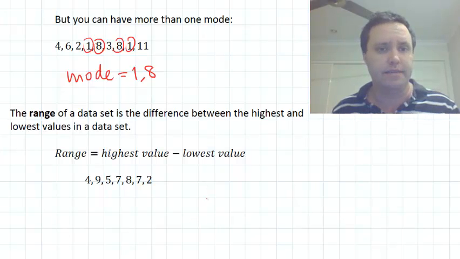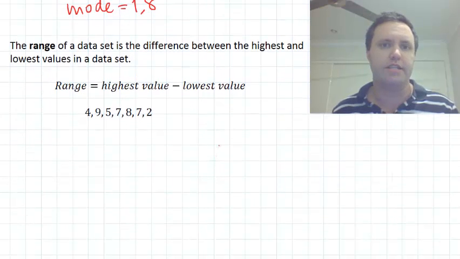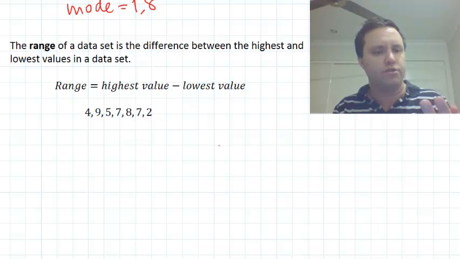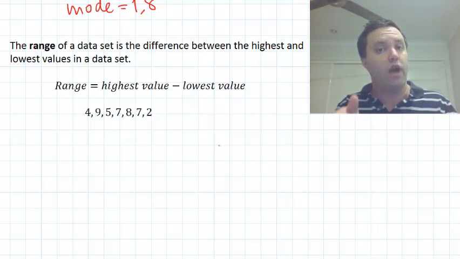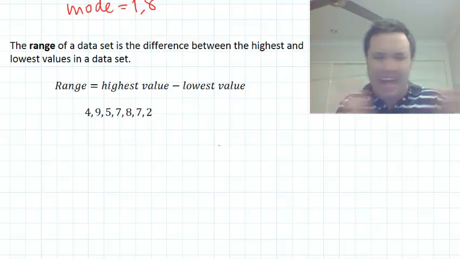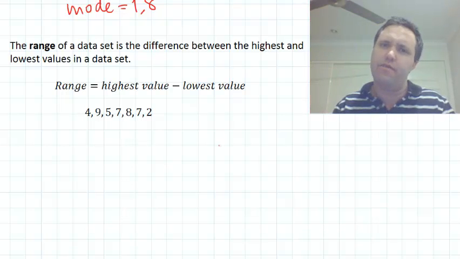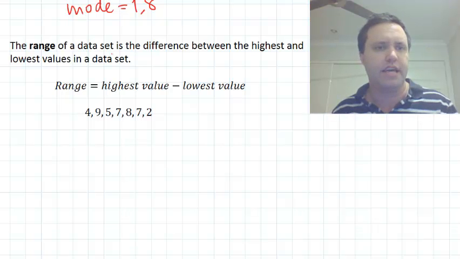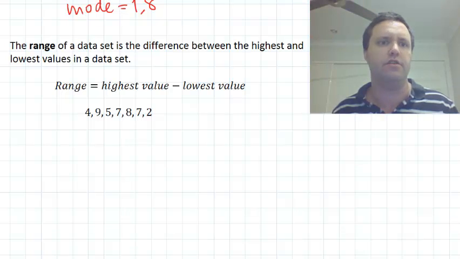Lastly, we have this thing called the range. Now, we've just been looking at measures of center, so mean, median, and mode. That's talking about what the middle part of the data set is like. Whereas range says, what's the spread of it? How big is it? How far is it from top to bottom? It's very easy to calculate. Our range is the difference between the highest and lowest values.